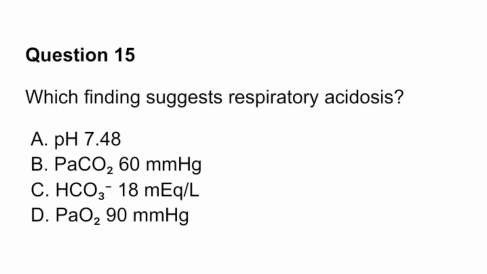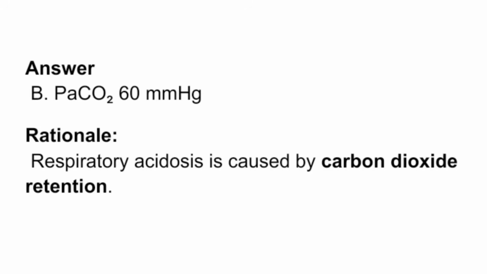Question 15. Which finding suggests respiratory acidosis? A. pH 7.48. B. PaCO2 60 mm Mercury. C. HCO3 negative 18 milliequivalents per liter. D. PaO2 90 mm Mercury. Answer: B.